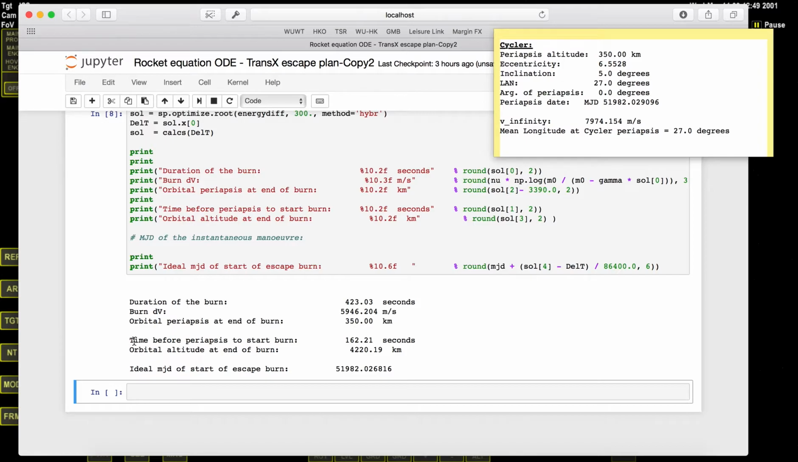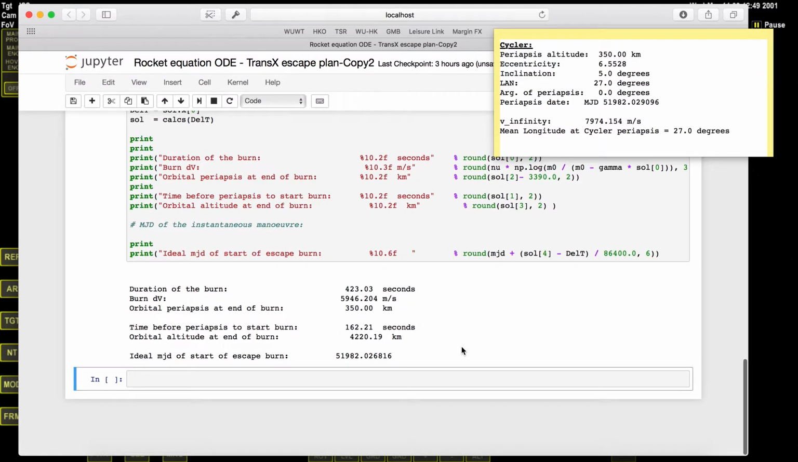We need to start this burn 162.21 seconds before we get to the point in our orbit that coincides with the periapsis point of the Hermes closest approach. And we're going to rendezvous with the Hermes when our orbital altitude is 4,220 kilometers. Sorry, our orbital radius is 4,220 kilometers.